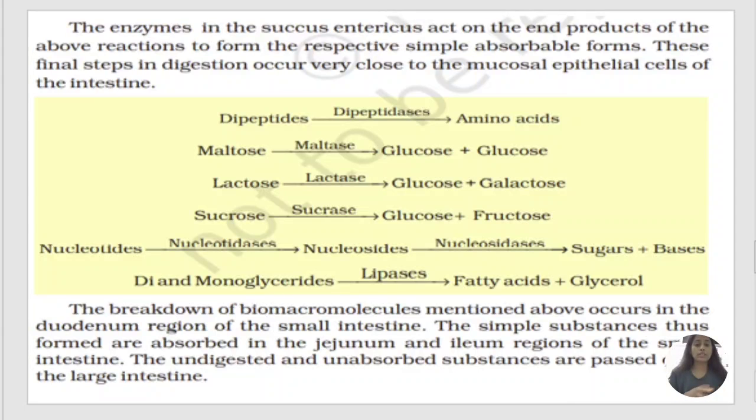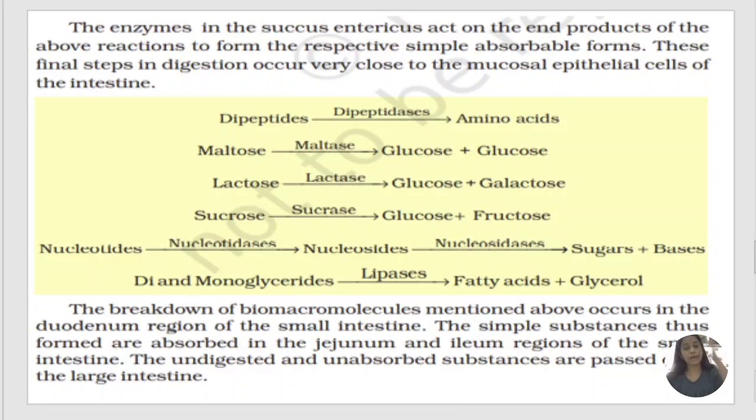The sucrose is getting converted into glucose plus fructose with the help of an enzyme called sucrase. The nucleotides are getting converted into nucleosides with the help of an enzyme called nucleotidases. And then the nucleosides are further broken down into sugars plus bases. The di and monoglycerides are getting converted into fatty acids plus glycerol with the help of lipases.